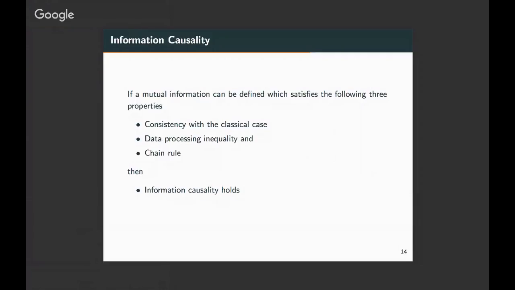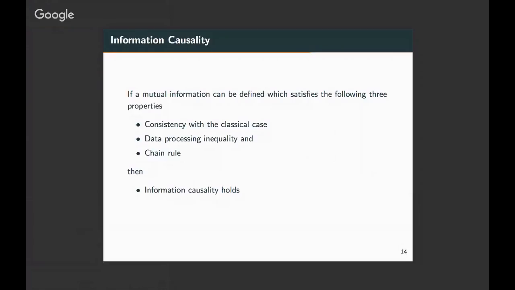Basically it says that the mutual information between Alice and Bob and Charlie taken together should be equal to the mutual information between Alice and Charlie, plus that between Alice and Bob, given that Bob knows about Charlie. Some structure of that sort.